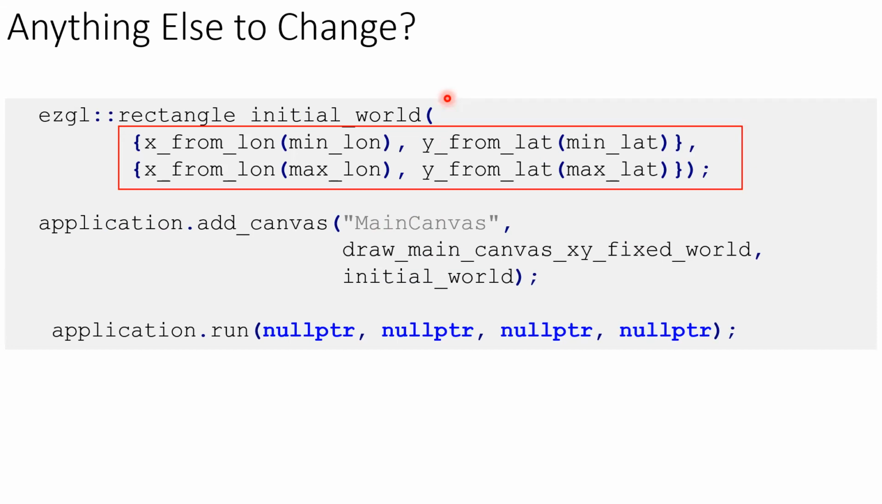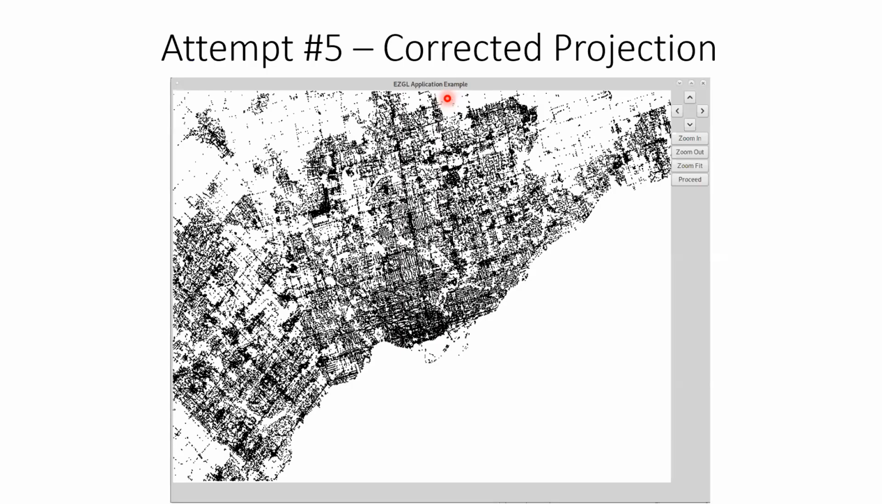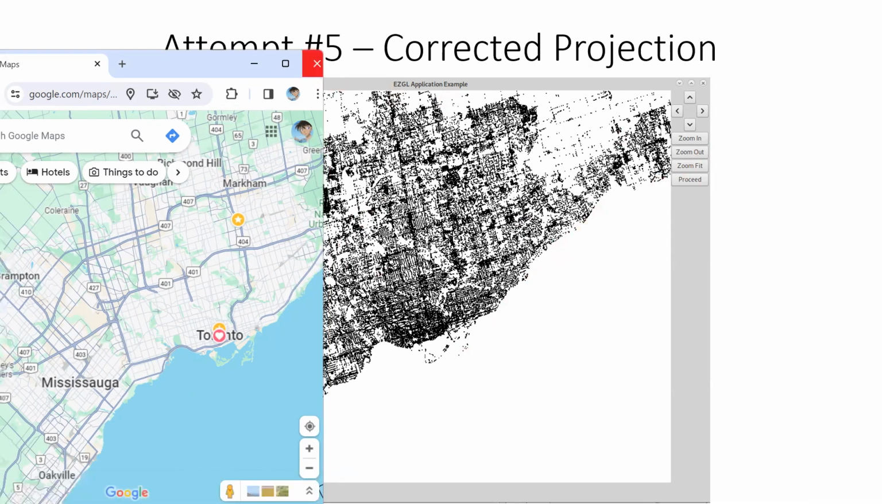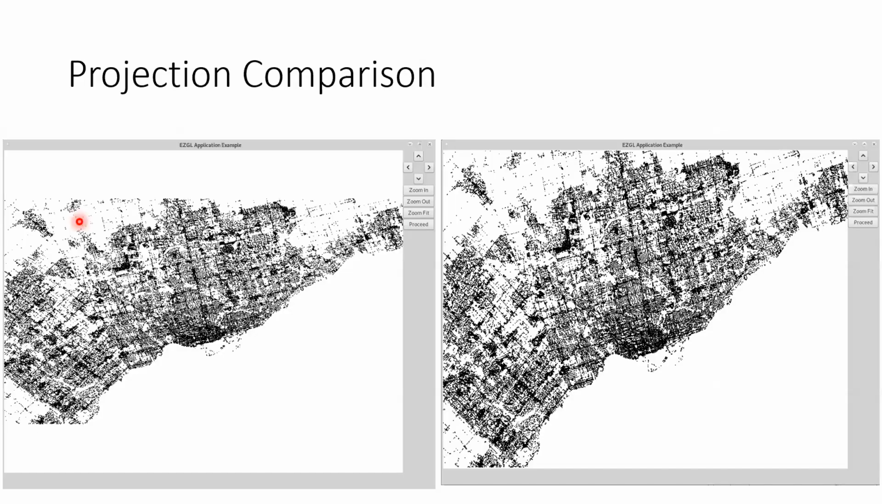It's just as simple as using the helper functions. And after this, we will get this. This is the map that resembles the actual Google map. You will see that these are aligned more. And here is the comparison of the bad projection and a more realistic projection.